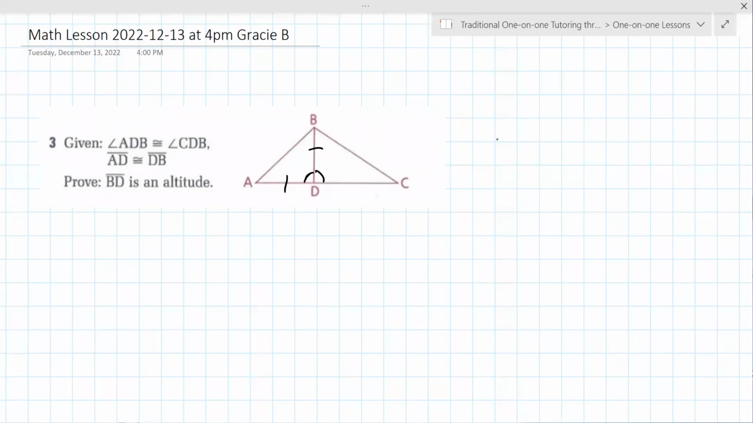So something is an altitude if it meets at a 90-degree angle. So if we can prove that, let me just snip the picture in again. If we can prove that this is a 90-degree angle or this is a 90-degree angle, we have enough to prove that it's an altitude because it comes from the vertex B. Right.